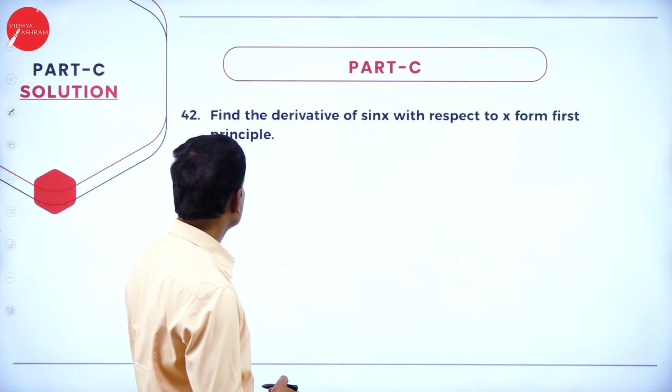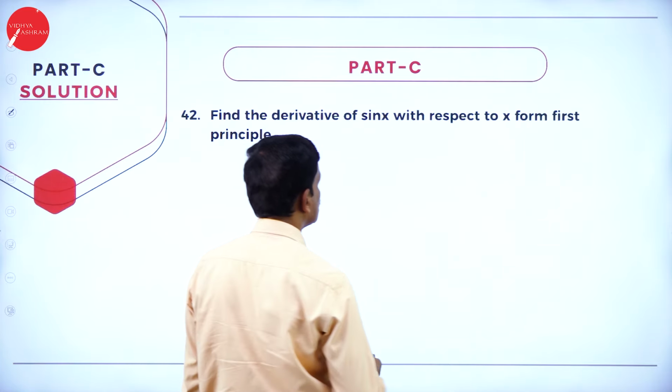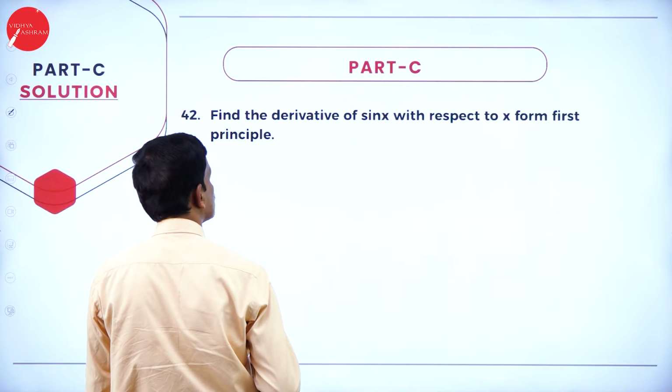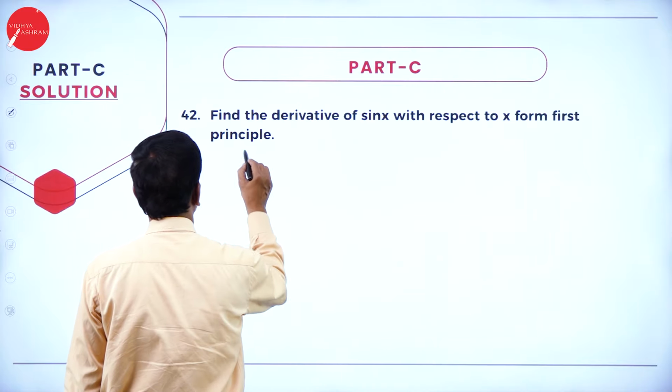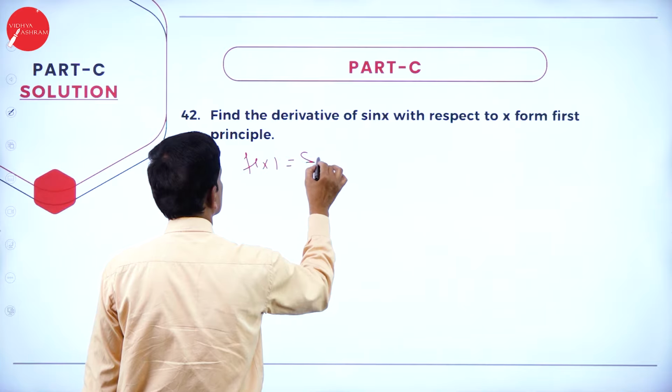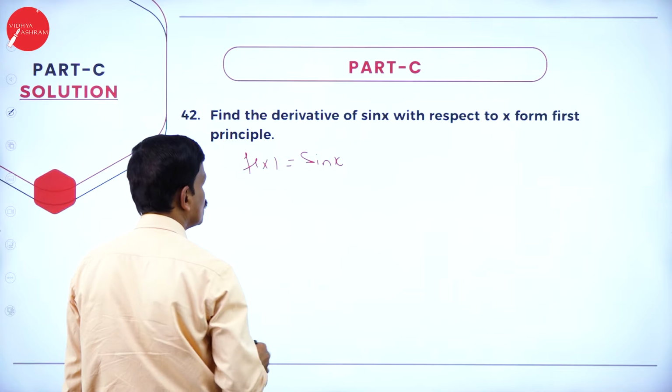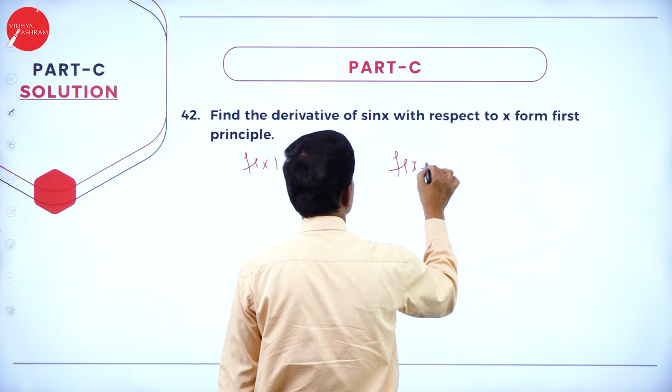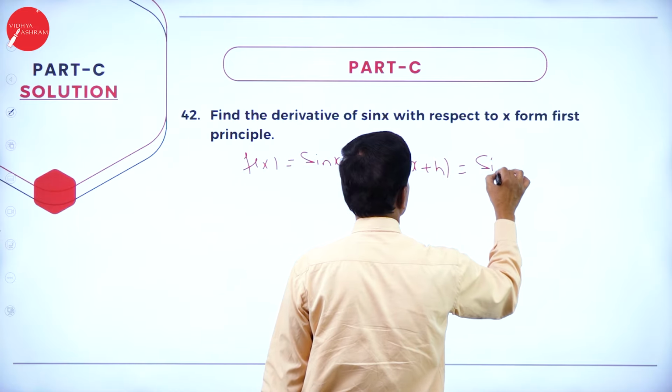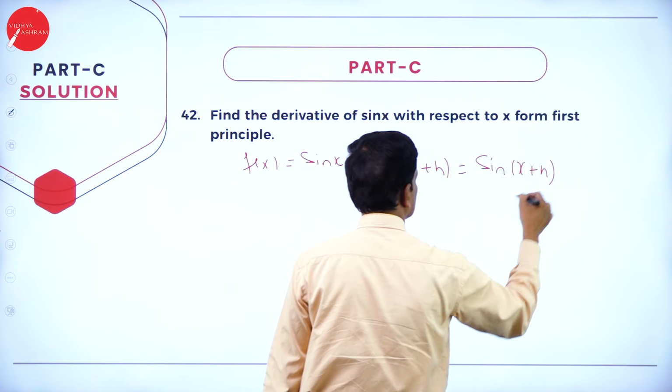Now move to the next problem. Find the derivative of sine x with respect to x from first principles. So very simple, what is given? f of x is equal to sine x. Now just find out f of x plus h. f of x plus h is equal to sine of x plus h. Now what is the formula?